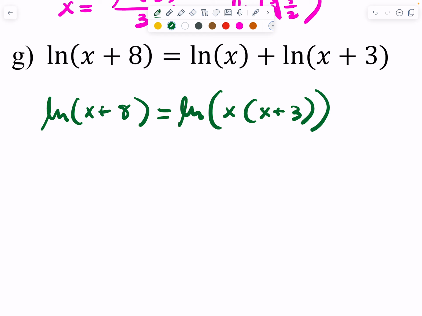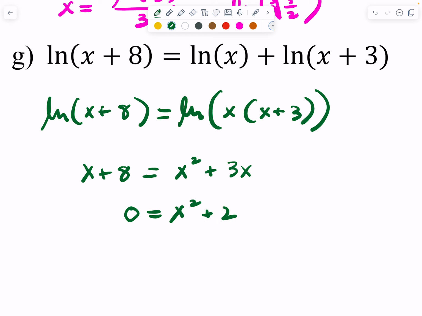From here, we can apply the one-to-one property for logarithms and rewrite this as x plus 8 equals, without the natural log, I'm going to think about distributing that x in, so x squared plus 3x. Remember though, because we are dropping the log, which has a domain restriction, we do need to think about checking for extraneous solutions at the end. But right now, this is a quadratic equation, which you should be very comfortable with solving.